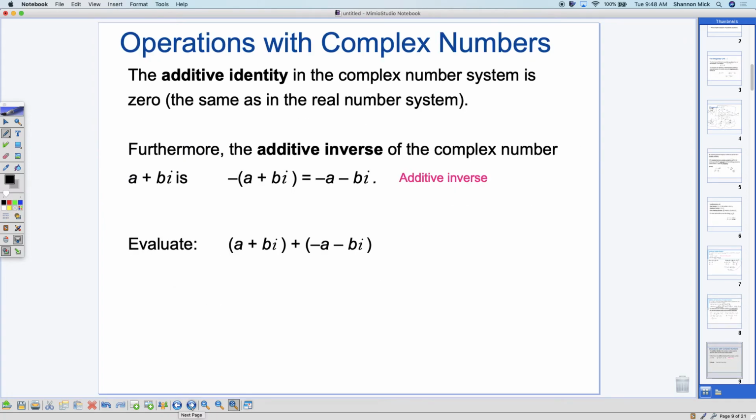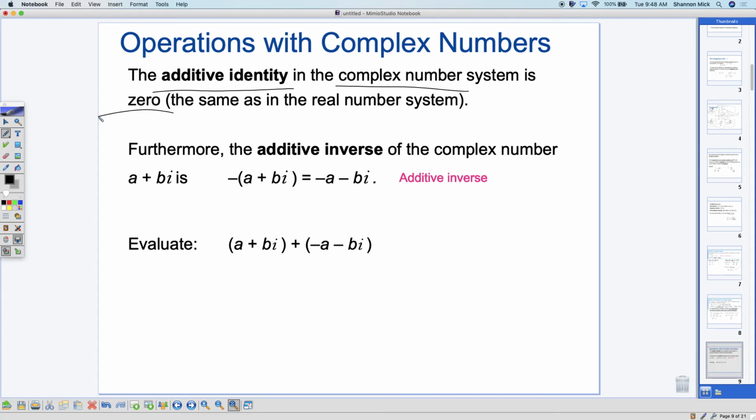Now, additive identity in a complex number. Don't write all this down because I want you to think about it. What is the additive identity of any number? Identity means I can do it and never change it. So what is the only number I can add to anything and not change it? 0. So guess what it is in complex numbers? 0. That's it. The additive identity of complex numbers is 0.